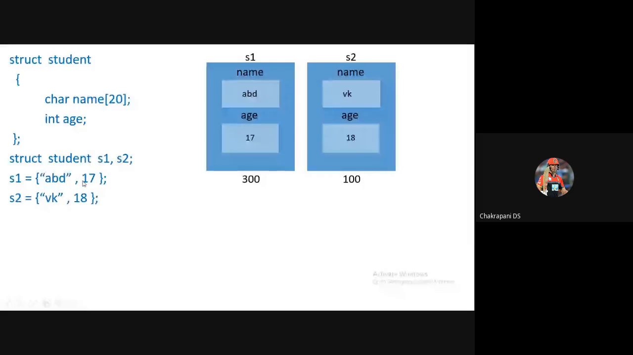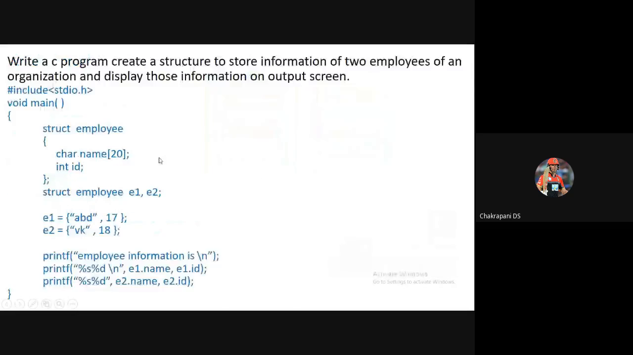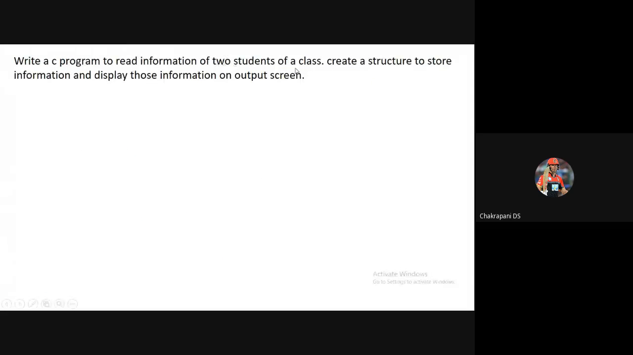Here we are not reading, we are not asking someone else to enter information of students of a class. We are storing the information ourselves. So that is a problem. According to the question, we should not do this. Clear? According to the question which I have displayed: write a C program to read information of two students of a class. Create a structure to store the information. Here we have to create a template. Template is nothing but a structure. And display that information on the output screen.